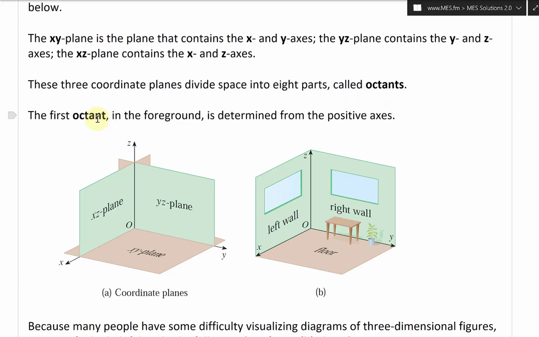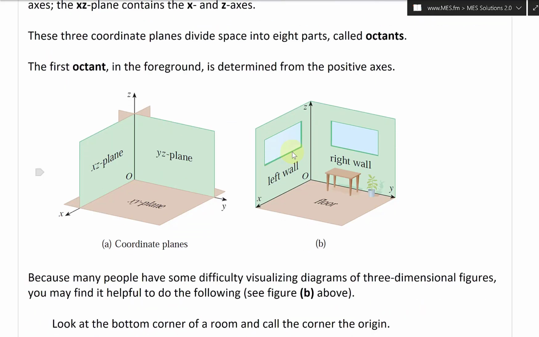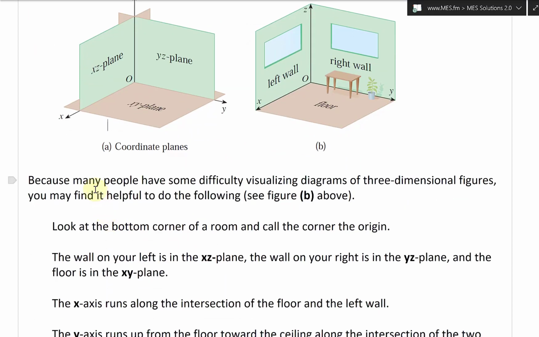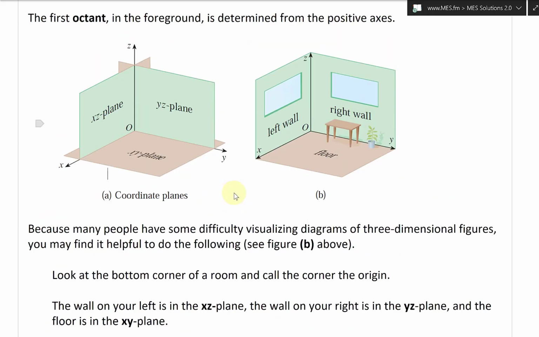The first octant in the foreground, this right here, is determined from the positive axes. So those are the positive ones over there. And note here we have a room, with a left wall, a right wall, and a floor. Many people have some difficulty visualizing diagrams of three-dimensional figures, so you may find it helpful to do the following, as you can see in figure B above.